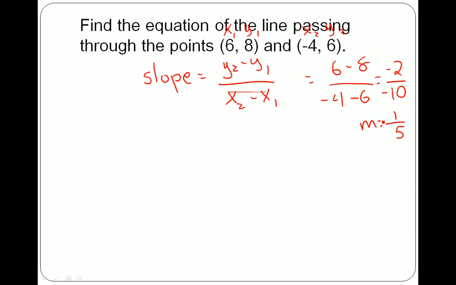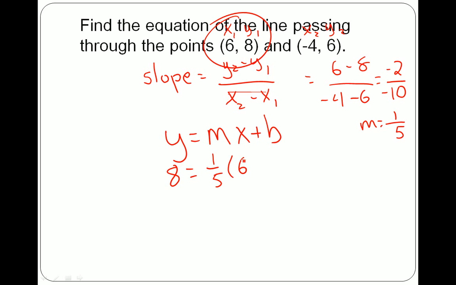Great, 1/5. So I have my slope, and now we're just going to randomly pick a point. I find most people like to pick points that are positive, but again, it really doesn't matter. So we'll pick 6, 8 as our point. So 8 equals 1/5 of 6 plus b. 8 equals, goodness, 6/5 plus b.